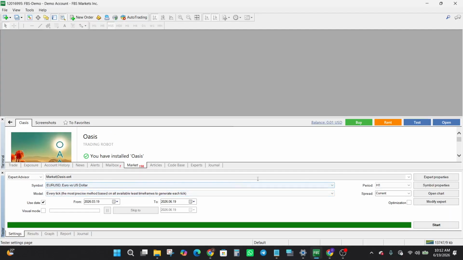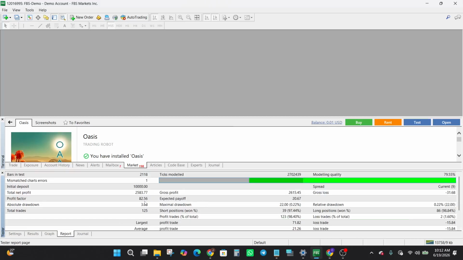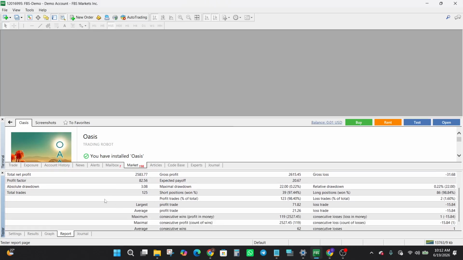Let's see. We're testing the Oasis EA on Euro USD on the H1 time frame, and we are using the every tick modeling. We are testing over the past 3 months from March 19th, 2026 to June 19th, 2026. Looking at the report, I can see here the initial deposit is $10,000, total net profit 2,583.77. Total trades were 125, out of which 123 were profitable. Here again, we have an amazing win rate, 98.4%. Largest profit 71.82, largest loss 15.84, average profit 21.26, average loss 15.84.